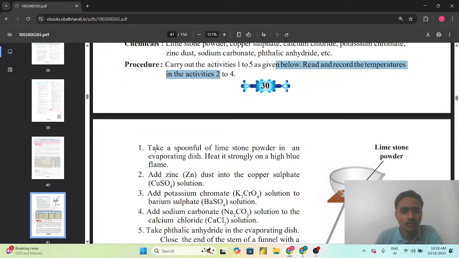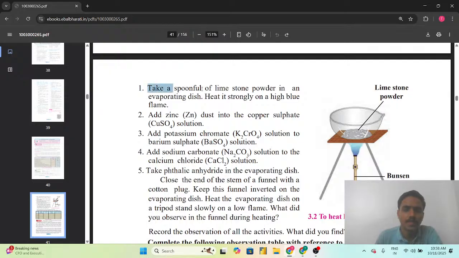So now what we have to perform in the activity. Take a spoonful of limestone powder in an evaporating dish. That means we have to take limestone powder in an evaporating dish. So here we have taken the limestone powder. Heat it strongly on a high blue flame. So here we have a Bunsen burner.